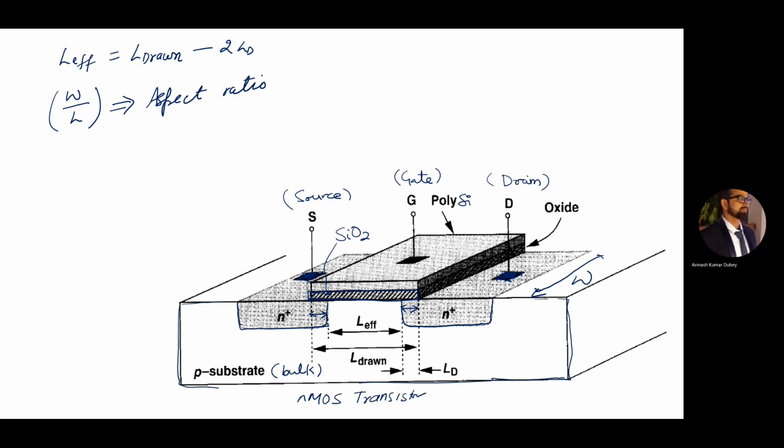It plays a very important role in the performance of MOS circuits. Later on we will see that the current and transconductance of these MOSFETs depend on this W by L ratio, meaning the aspect ratio. Therefore it is a very important parameter.